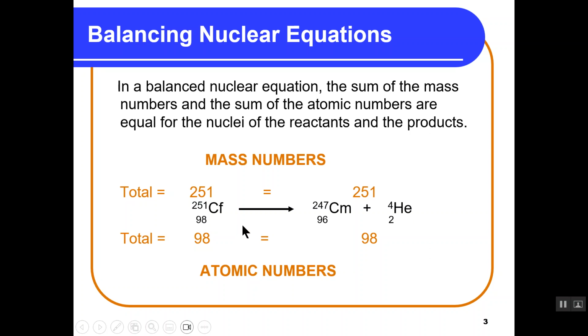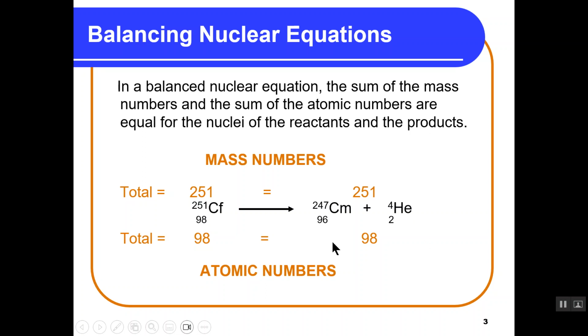So we're starting off with this particular nucleus. This is called californium, right? This is the atomic number, and this is the mass number, right? Now, when that emits an alpha particle, which has a mass number of 4 and atomic number of 2, you're going to end up with this particular nucleus, the name of which is, let me see if I can find the name here. CM is curium, all right? So curium is formed, and the atomic number is 96, and the mass number is 247.